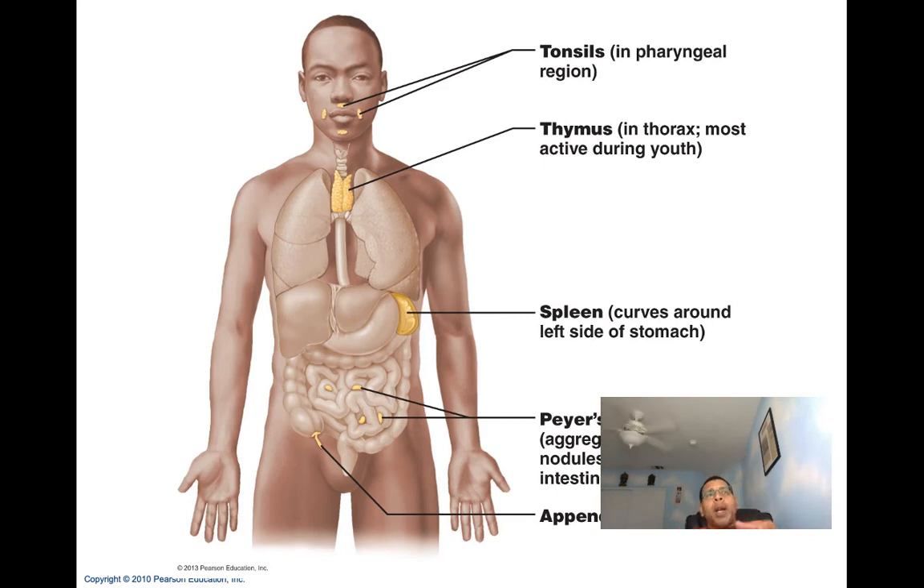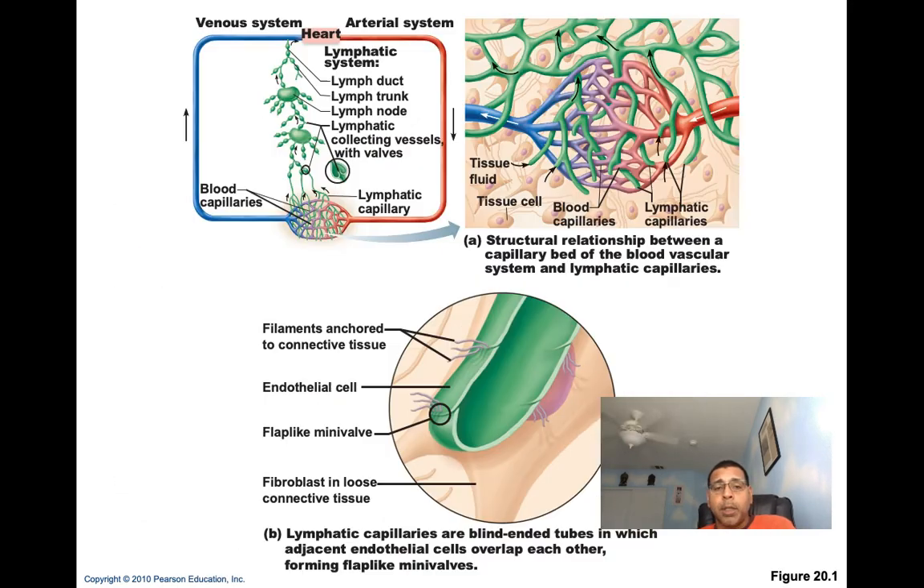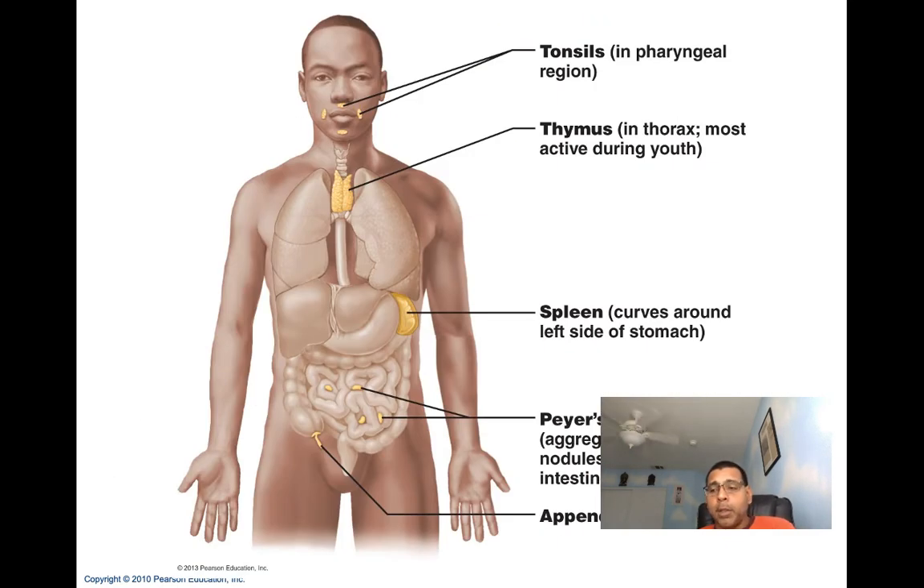When we talk about Peyer's patches first, they are large collections of lymphoid follicles that are structurally similar to the tonsils. Peyer's patches are found located in the distal walls of the small intestine. And then the appendix is a tubular offshoot from the first part of the large intestine, the cecum.